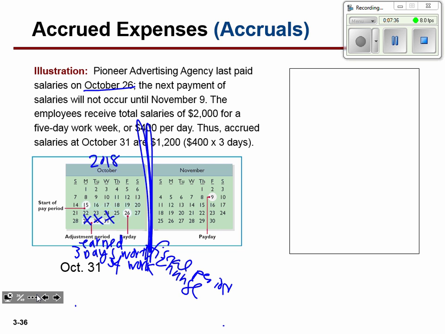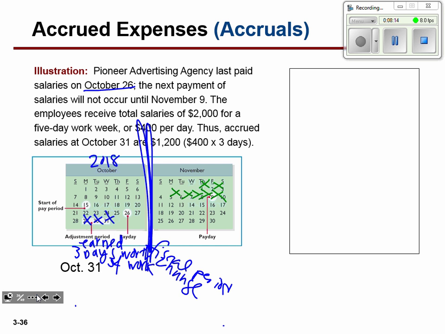We're not going to pay them, though, until the next 2 Fridays from now, because then in the next fiscal period, they're going to work 1, 2, 3, 4, 5, 6. So these two-week periods have a big old roadblock in between, and it's called a fiscal month change. The employees receive total salaries of $2,000 for their 5-day week, or in other words, $400 a day. Thus, we've gotten 3 days worth of accrued salaries piled up from the last time we paid them until the stop, and then we'll go to the next fiscal month.